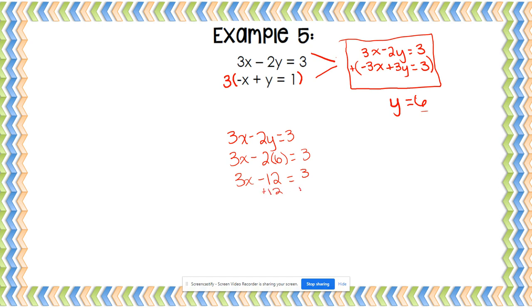I will add 12 on both sides. These are going to cancel and leave me with 3x equals 3 plus 12, which is 15. And then finally, I'm going to divide by 3 on both sides, and I'm going to get x equals 5 because 15 divided by 3 is 5. So the solution to this system of equations is an ordered pair where x is equal to 5 and y is equal to 6. So my solution would be written as (5, 6).